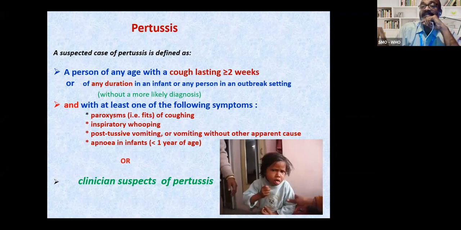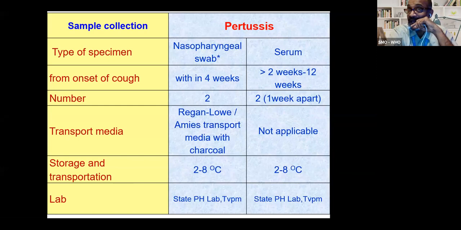So in that case, the samples collected are a nasopharyngeal swab and a serum sample. One is a serum sample, and it can be collected up to 12 weeks. After 2 weeks of cough, from onset of cough up to 12 weeks, we can collect the sample. And from the serum sample, the lab will be doing an IgG. And we need to take a nasopharyngeal swab, not a throat swab. And it should reach the lab in a transport medium. The transport medium for pertussis that we use is Regan-Lowe transport medium.